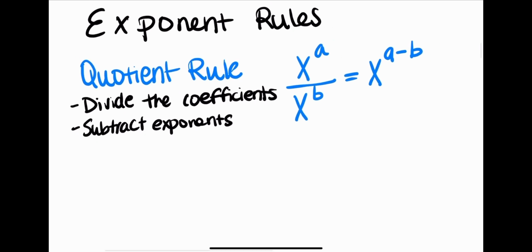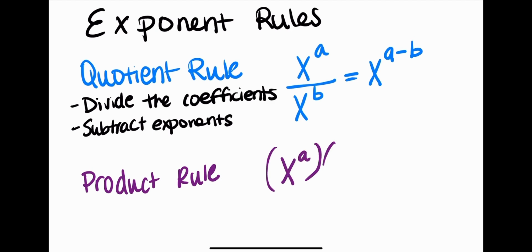The second rule that I'm going to remind you of is called product rule. And this rule shows us how to multiply monomials that have like bases with exponents. So say you have x to the a power times x to the b power. That is going to equal x to the a plus b power.